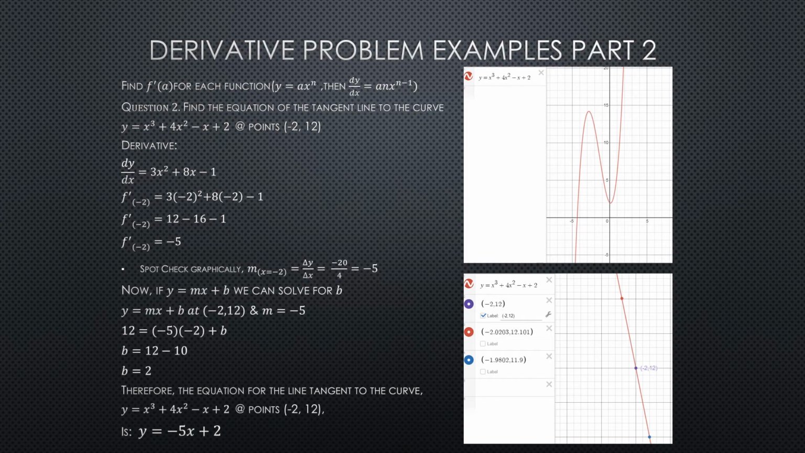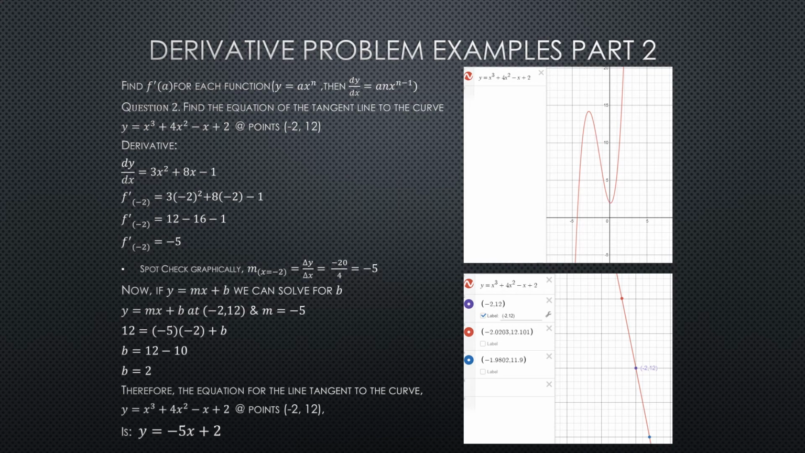So that is the same as our f prime number. So we're getting -5 as our slope at that point, -2, comma 12. Okay, but that just gives us the slope at that point. It gives us the slope of that line. It doesn't define the line.